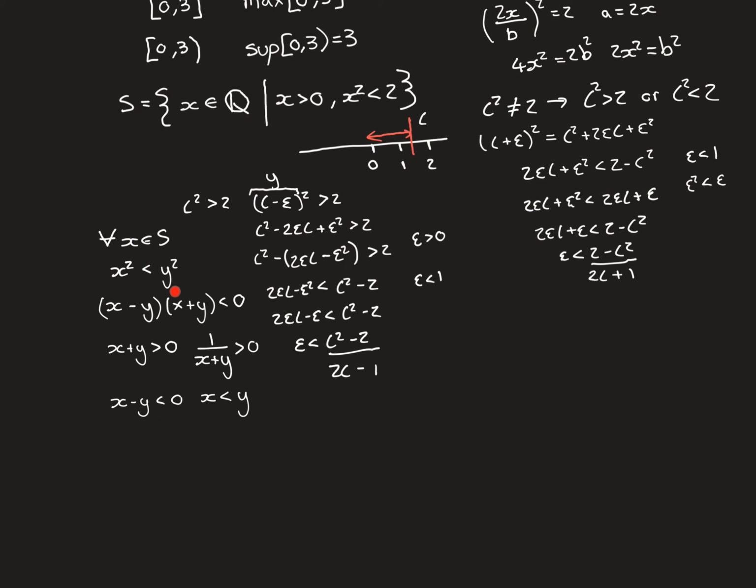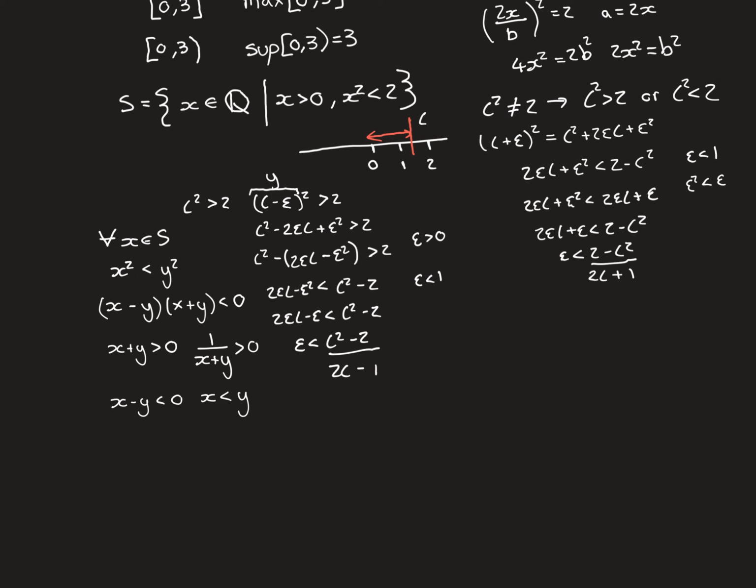And now what I claim is we can multiply through by the multiplicative inverse of x plus y. The reason we can do that is that for all x in here, they are greater than 0. y is certainly going to be greater than 1, because 1 is within this set, so y is also going to be greater than 0. So x plus y, therefore, is greater than 0. And if an element is greater than 0, its multiplicative inverse is also greater than 0.